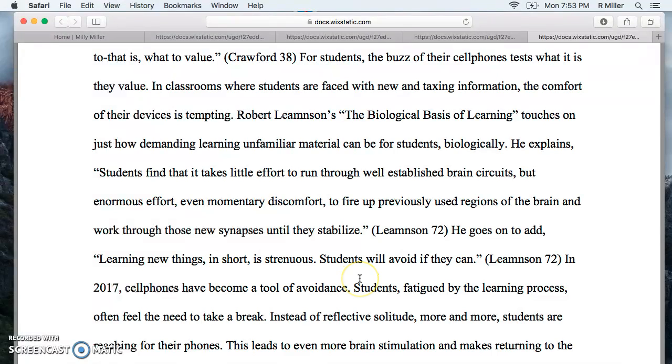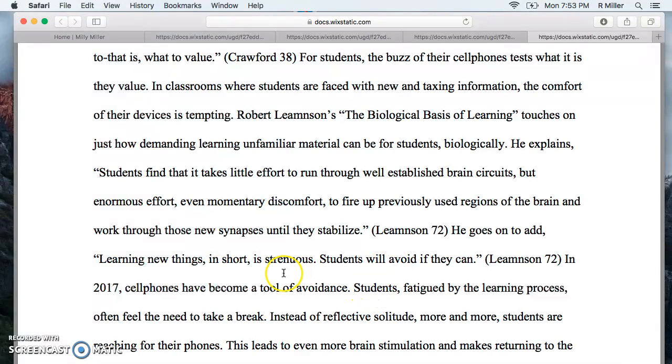Leamson explains, students find it takes little effort to run through well-established brain circuits, but enormous efforts, even momentary discomfort, to fire up previously used regions of the brain and work through those synapses until they stabilize. He goes on to add, learning new things, in short, is strenuous. Students will avoid it if they can.